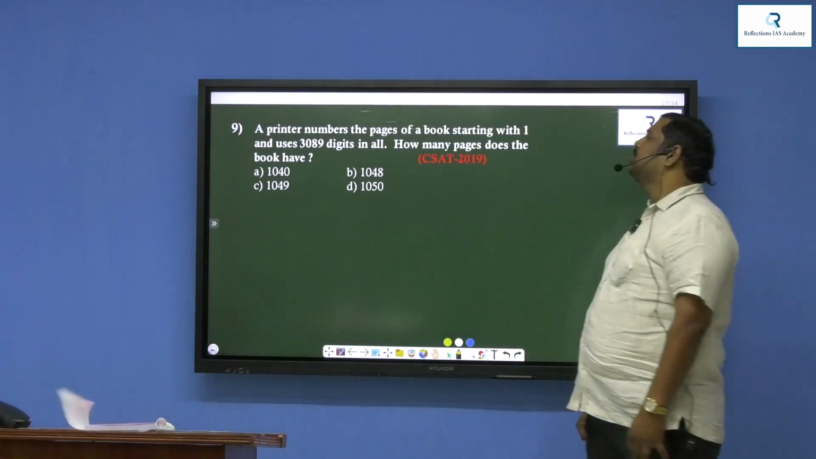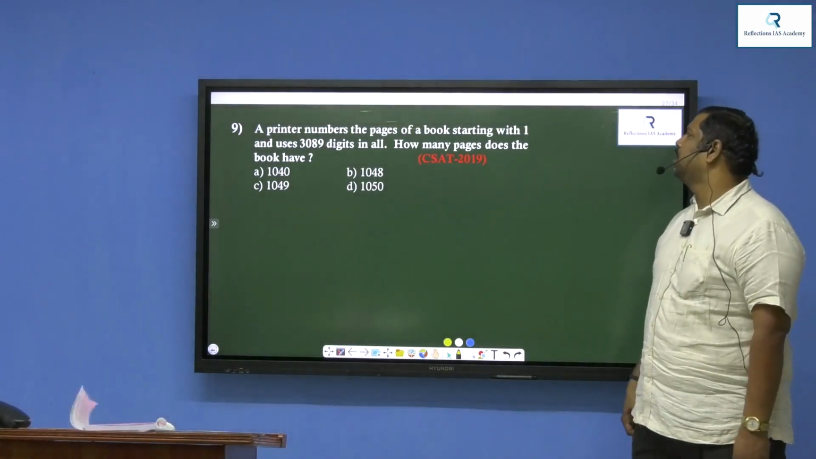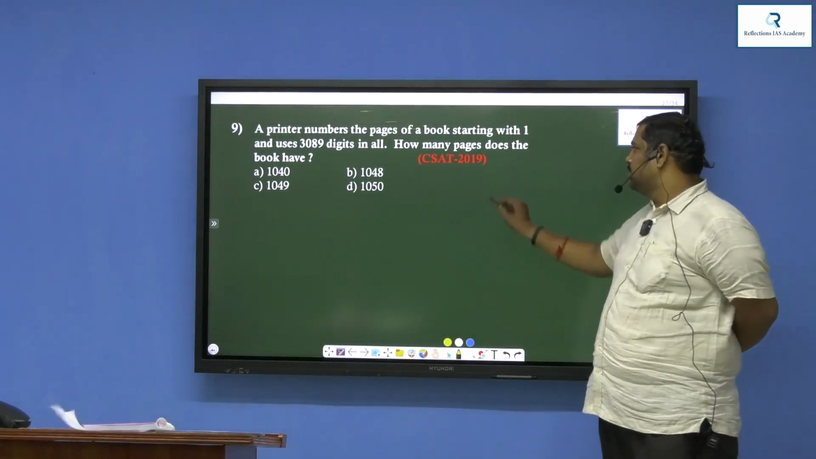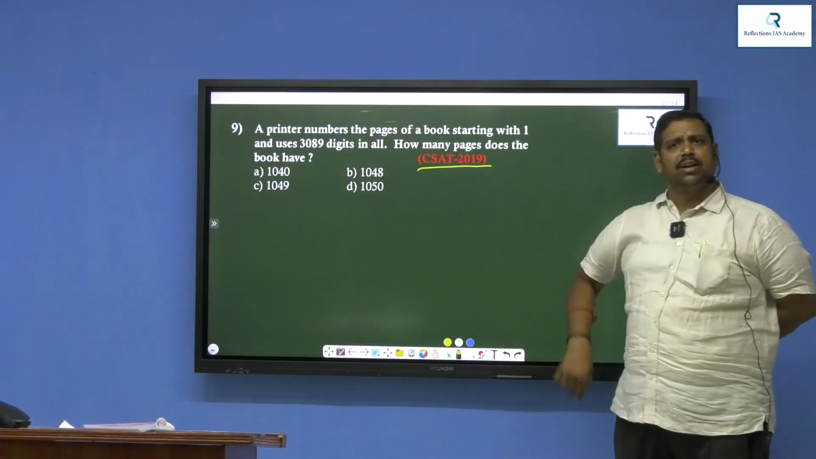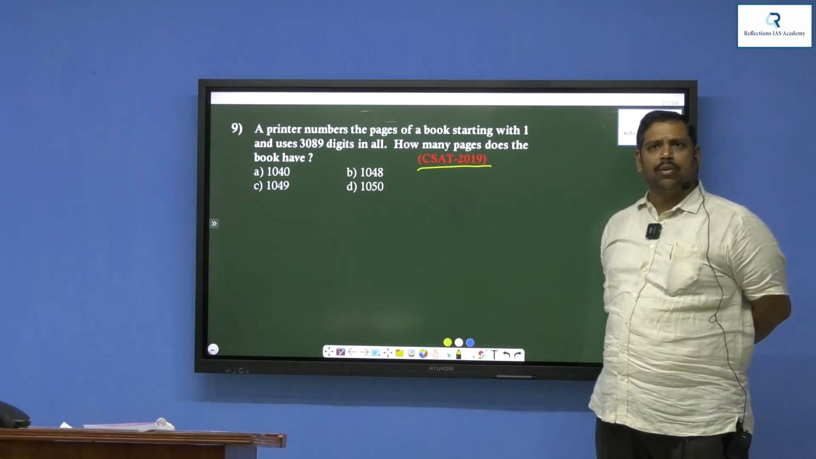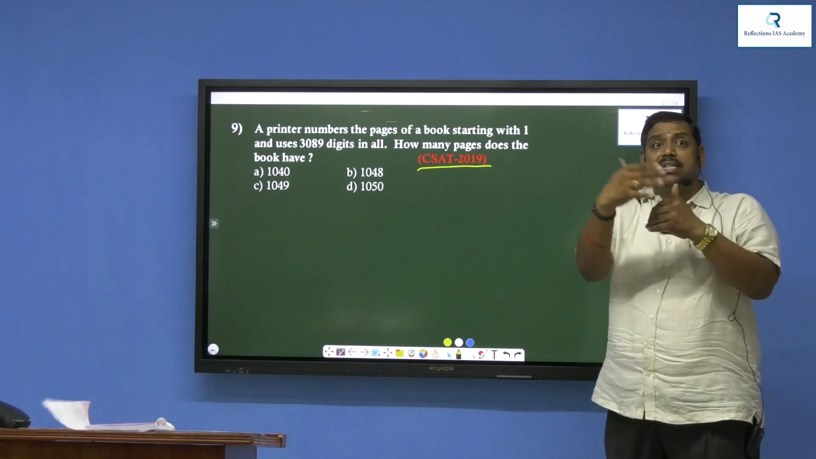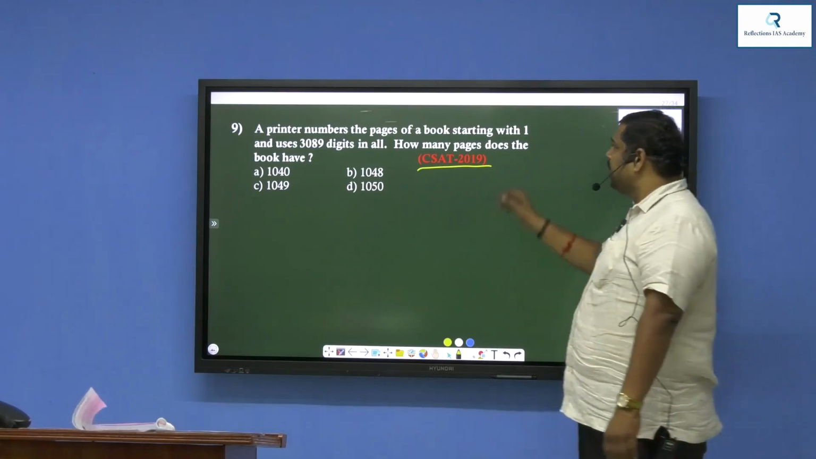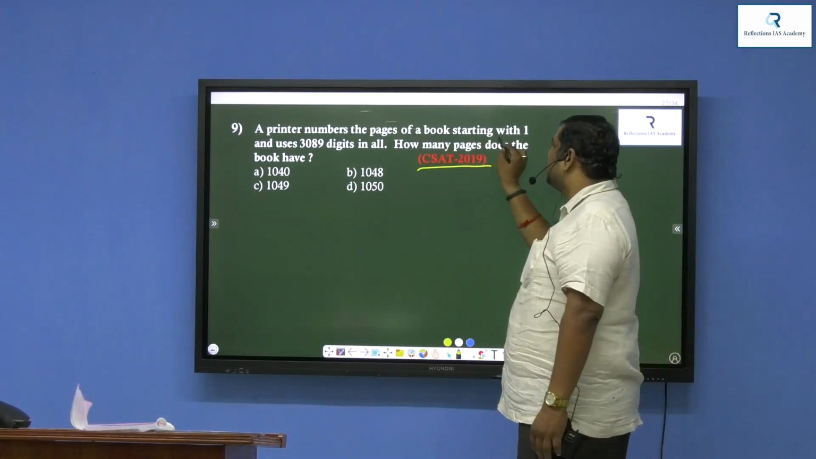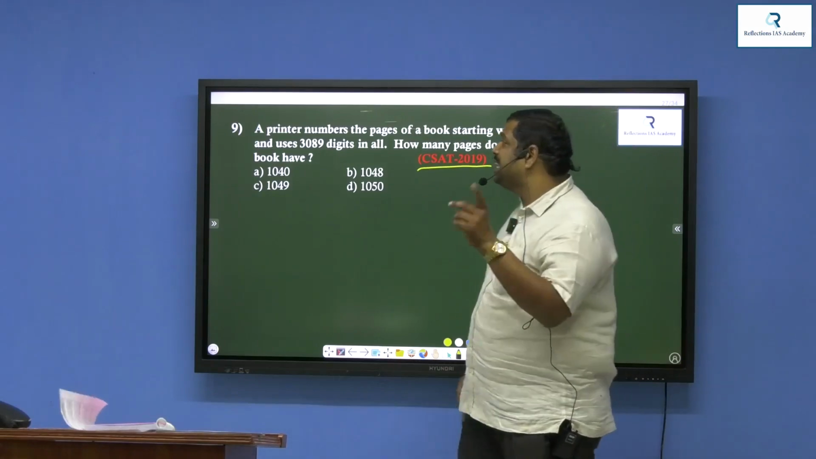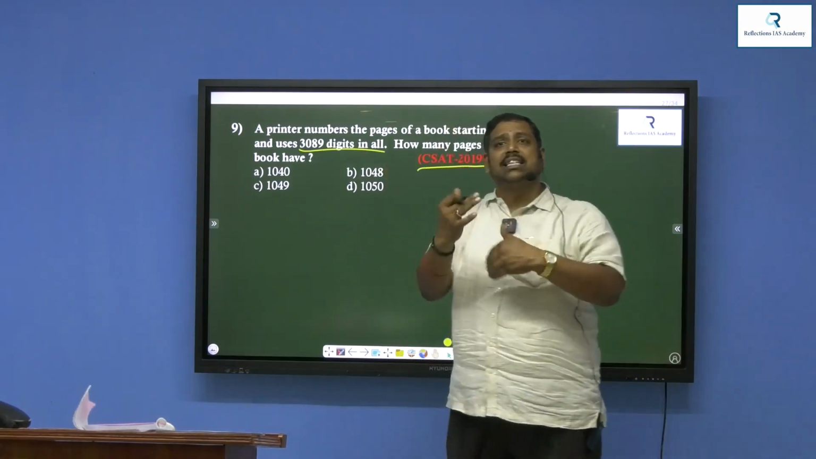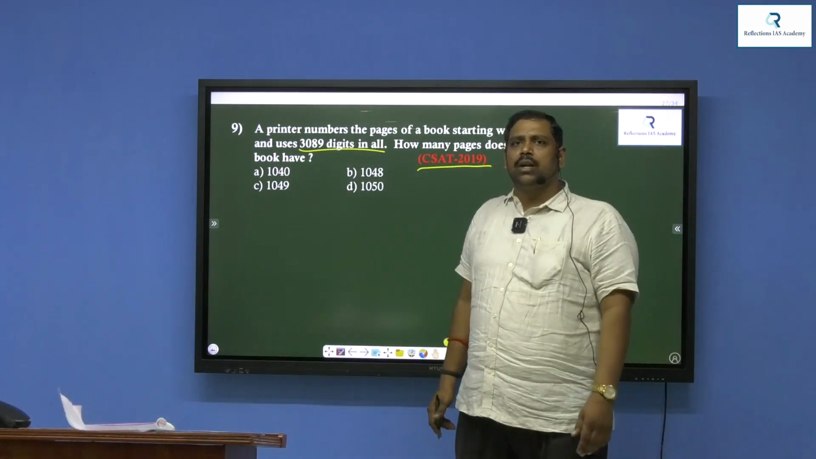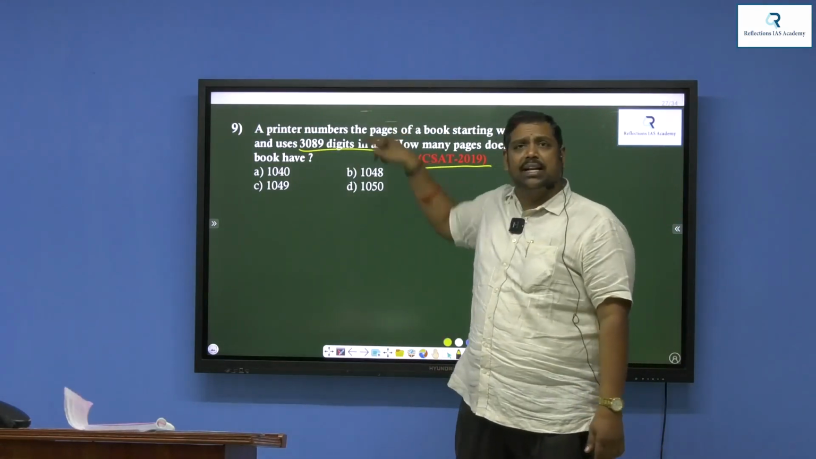A printer numbers the pages of a book starting with 1 and uses 3089 digits in all. CSAT 2019. It's a reverse version of the previous one, right? Yes or no? Earlier, page numbers he had given, 1 to 150, and asked total digits. This time the book started with 1 and uses 3089 digits in all, which means he gave the total digits count. In the previous question, total digits count is how much? 342. This time it is 3089 digits.